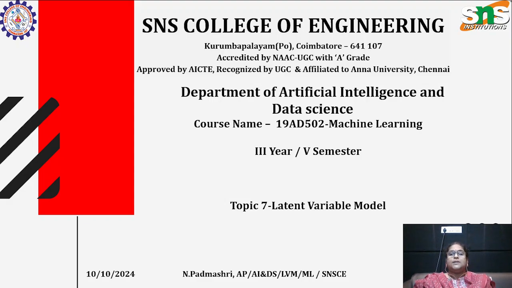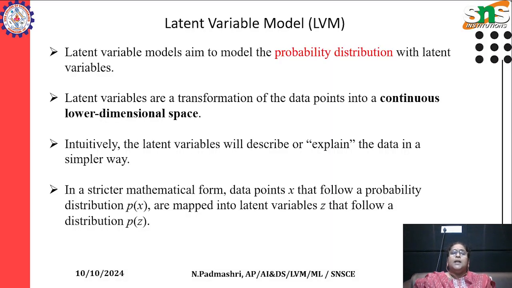Today I am going to discuss with you all the topic Latent Variable Model in Machine Learning. In short, we will call it LVM, and a Latent Variable Model aims to model the probability distribution with latent variables. So what is a latent variable? Latent variables are a transformation of the data points into a continuous lower dimensional space.